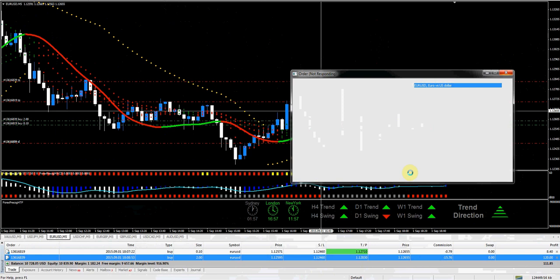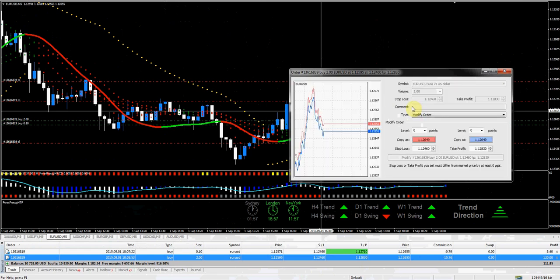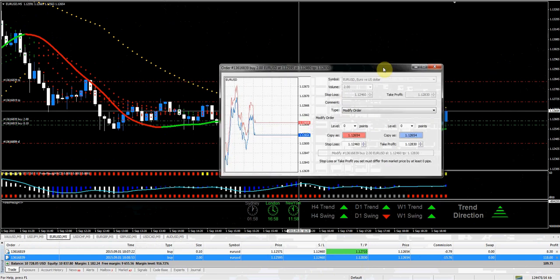Things are just moving a little slow right now. I have a lot of charts and stuff open right now, so that's why it's taking its sweet time. Alright, here we go. Take profit 1.1270.